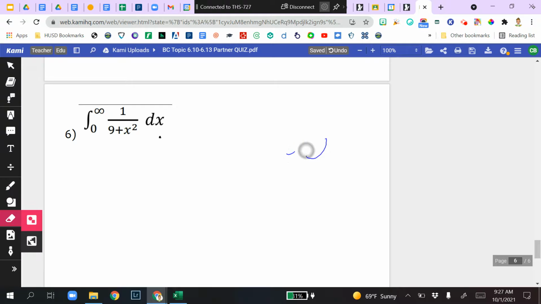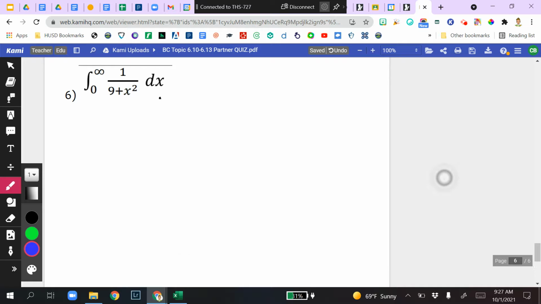All right, let's take a look at... and I'm in Cami, not OneNote, because this computer doesn't like OneNote right now. All right, they all have their own personalities, don't they?